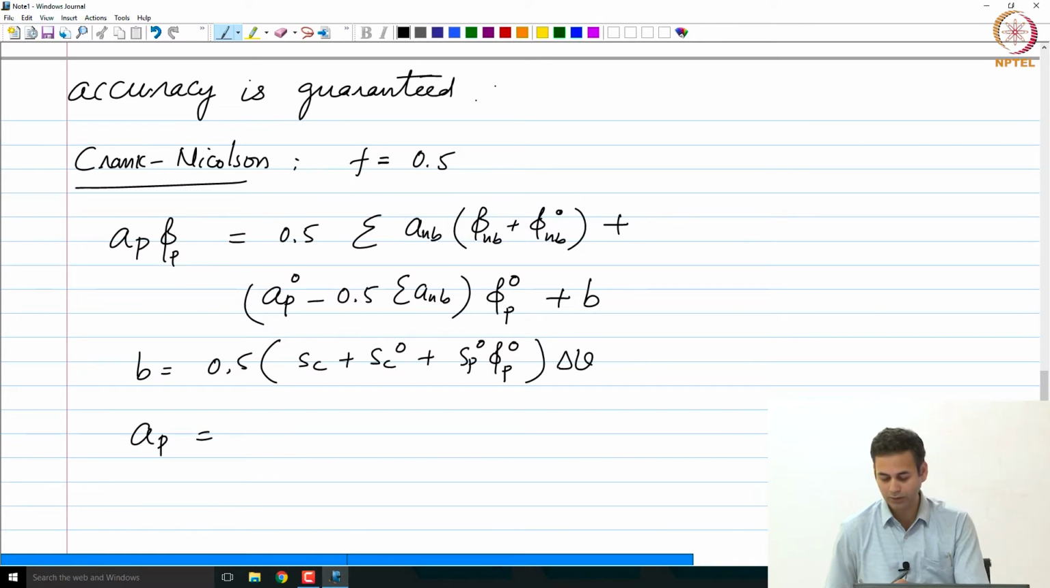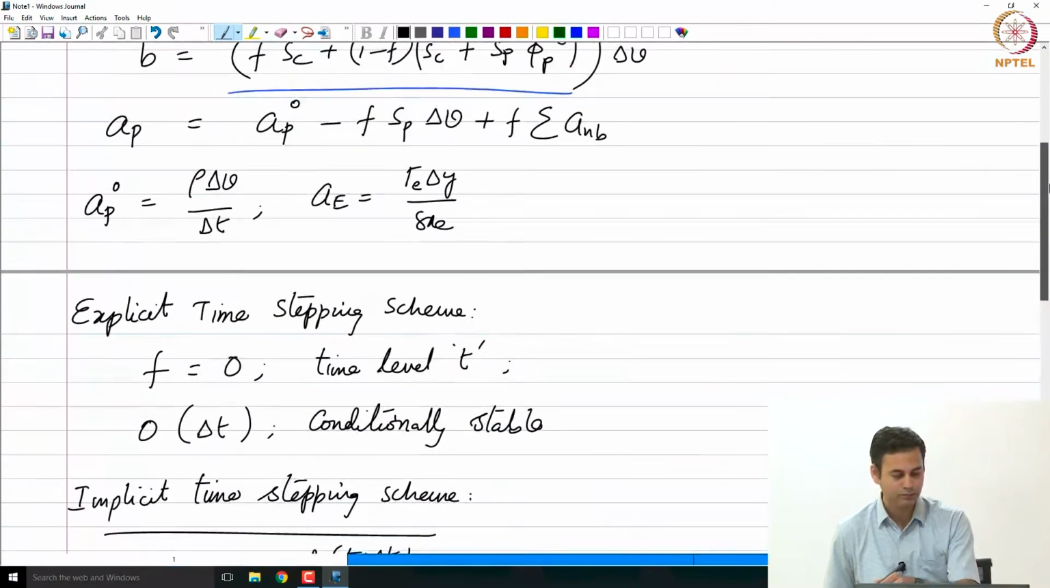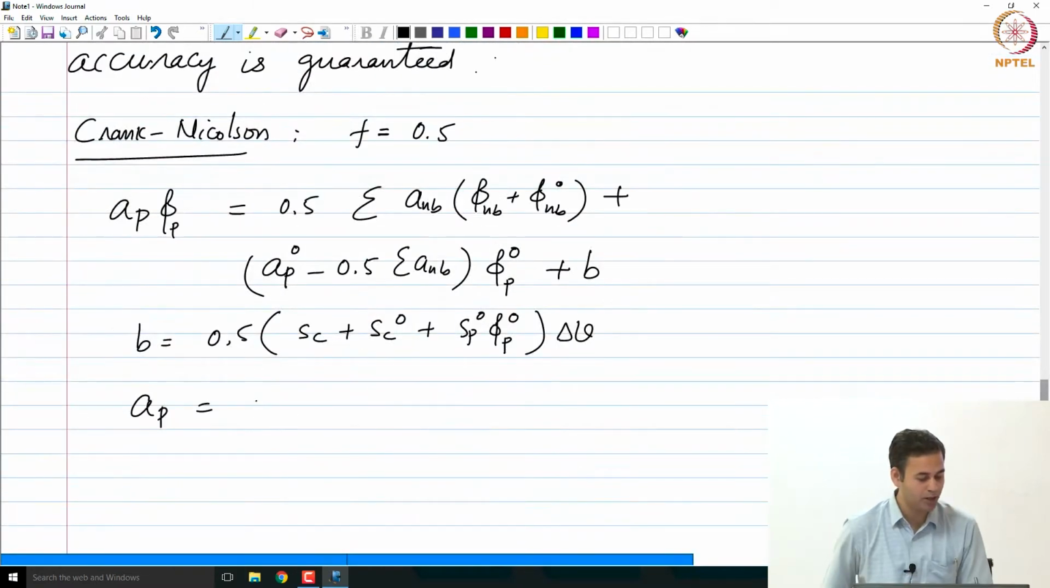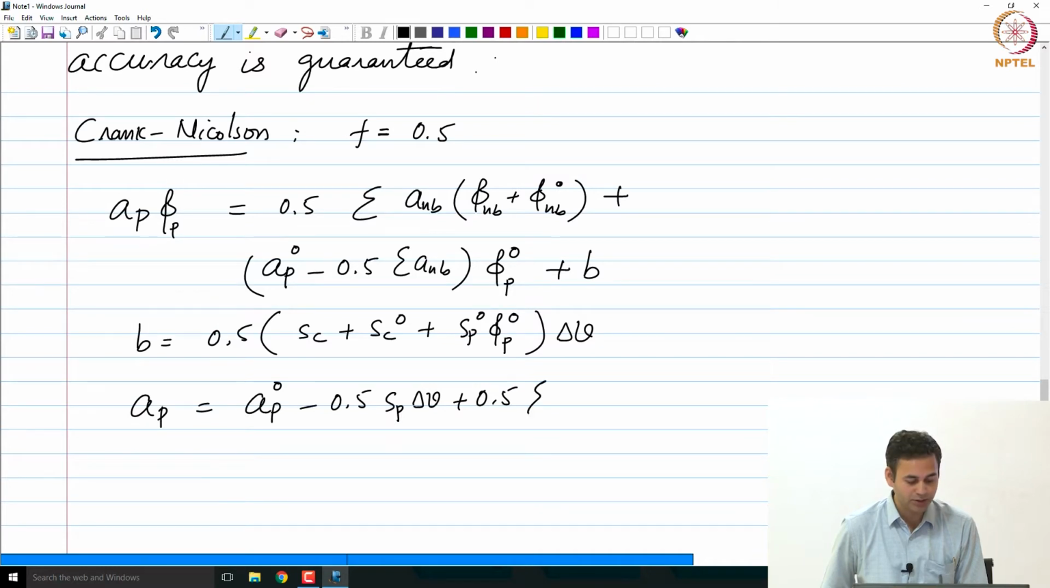What about A p? A p will be how much now? Same. A p would be A p naught minus 1/2 times S p delta v. Oh, sorry, this is minus S p, right. This is correct. Minus 0.5 S p delta v, and then plus 0.5 times summation A and b. Is that correct? Just plug in f equals 1/2 into the general equation. Okay. So this is correct.